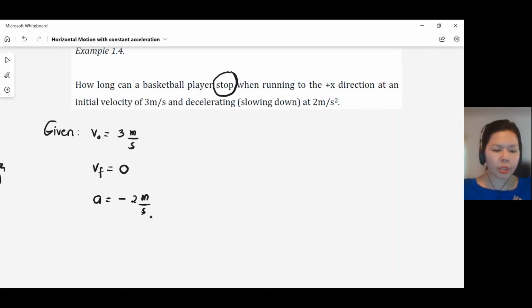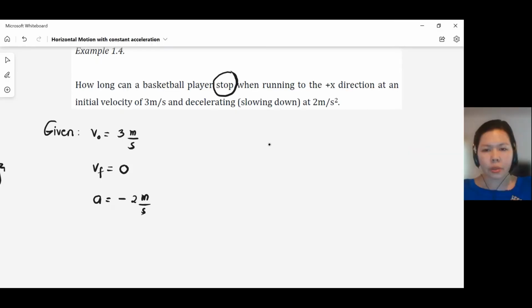Now a is negative since our player is slowing down or decelerating and is traveling to the right or plus x. This means that the player's acceleration vector is directed to the left or negative x because he is slowing down while moving to the right. So the player is moving to the right, to the plus x, but it is slowing down. So its acceleration vector is directed to the left, opposite to the direction of motion. So a is negative, or acceleration is to the left.